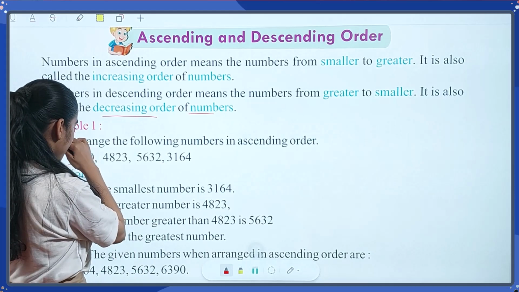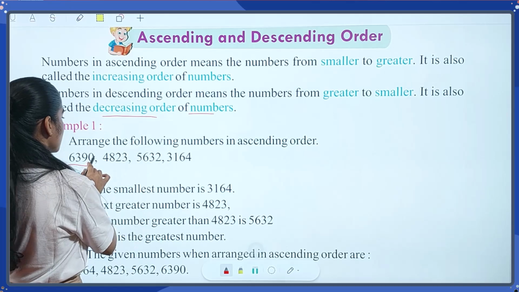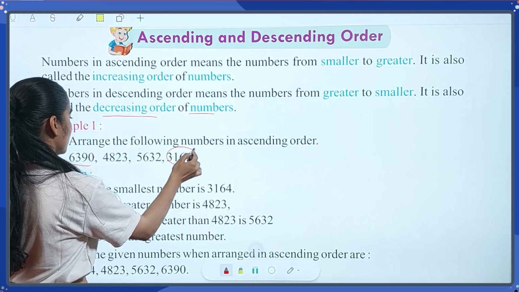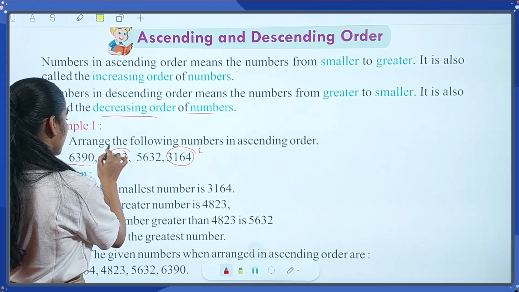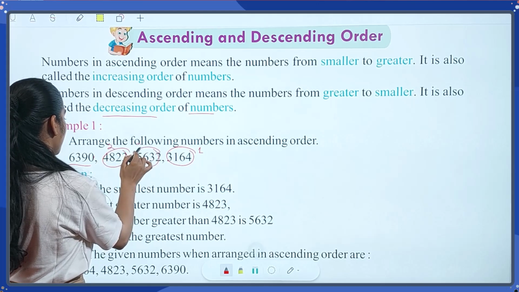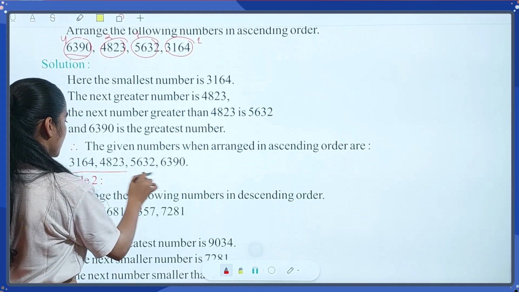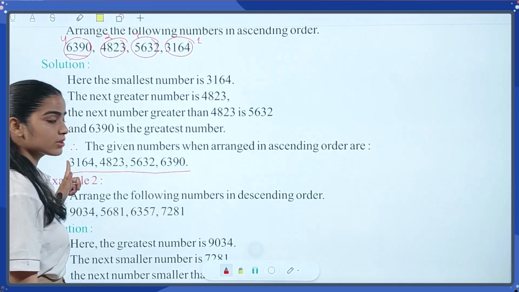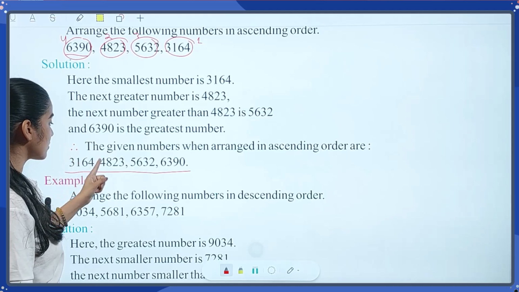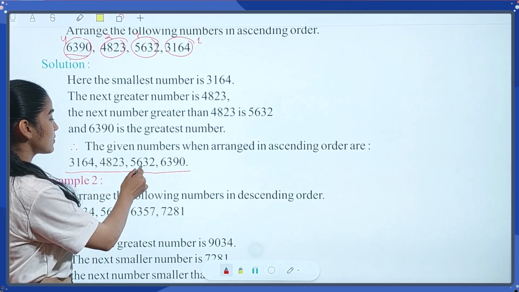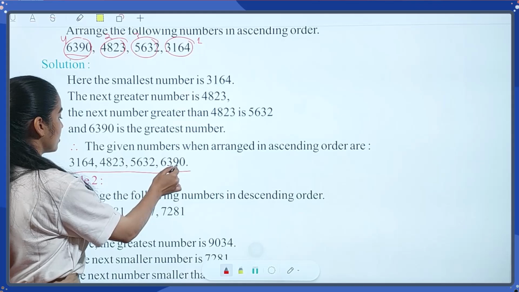6,390. So which one is smaller? We have to arrange now. So this one, I think this one is smaller, 1. Then this is the second we have, then we have third, and then we have 4. So this is the way we can arrange our numbers. First 3,164, then 4,823, 5,632, and 6,390.